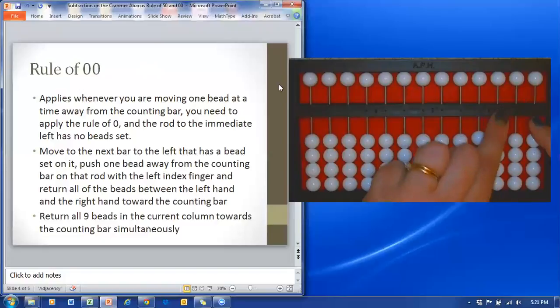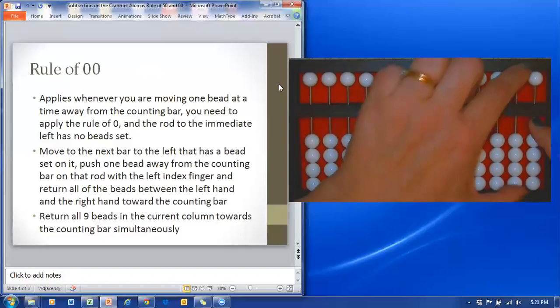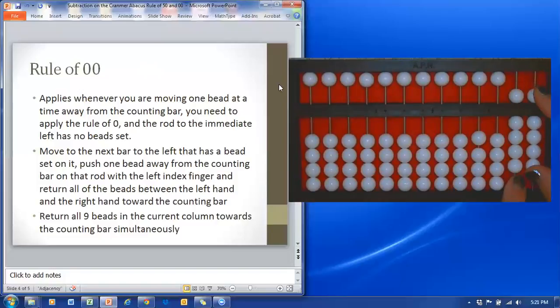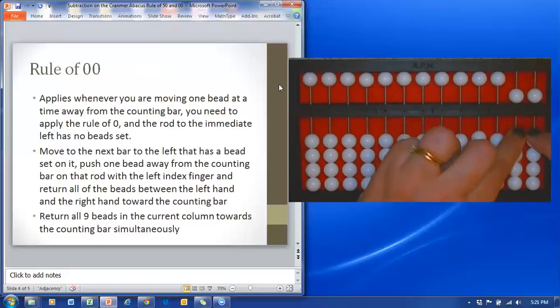That 1 beat's going to come down. Notice my right index finger is staying on that ones column. The tens column is going to become 9, and the ones column is going to become 9. Right before 100 is 99. So let's look at that again.